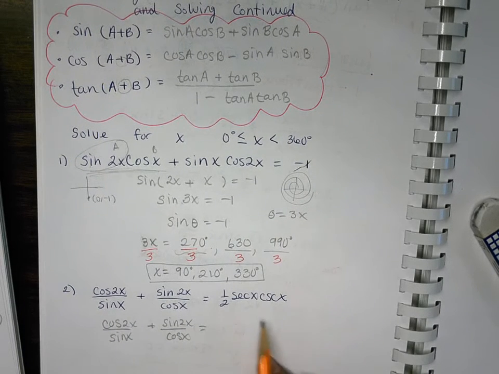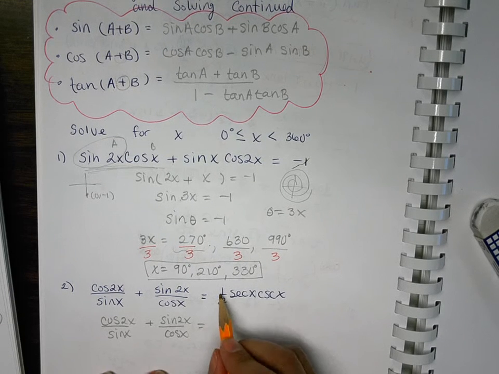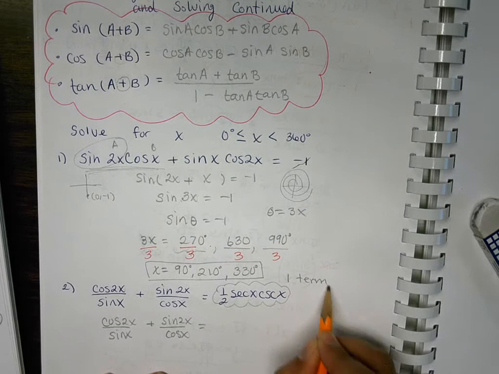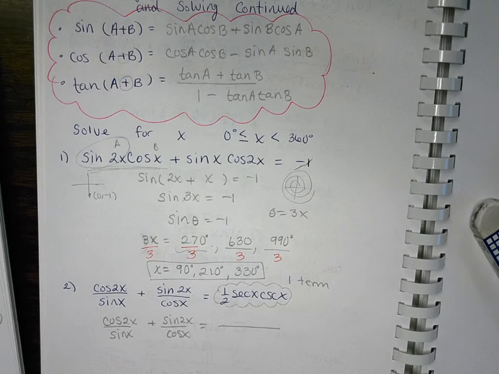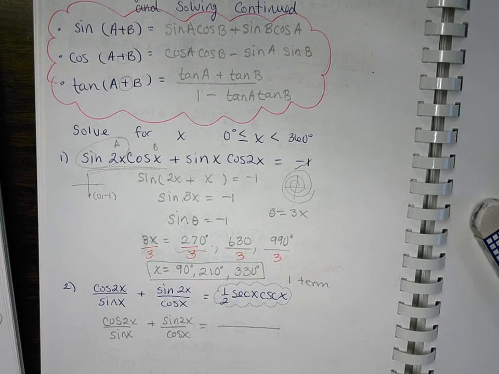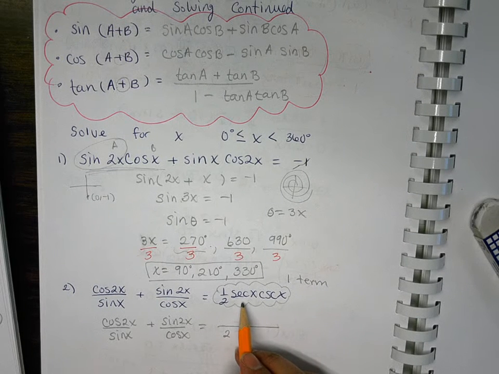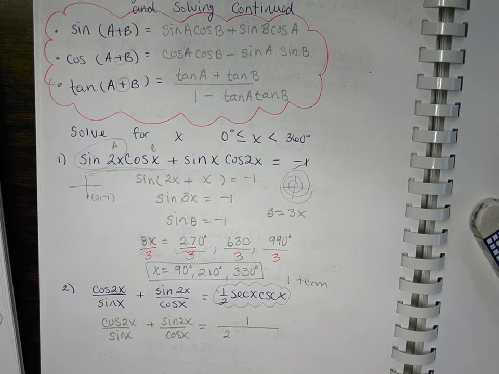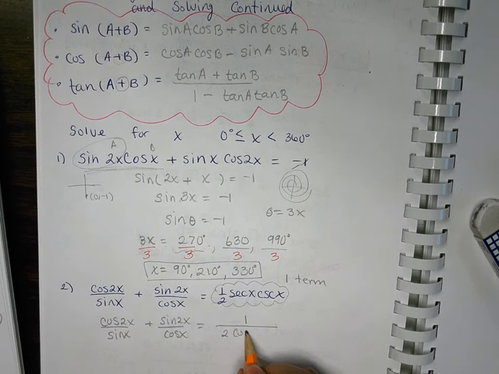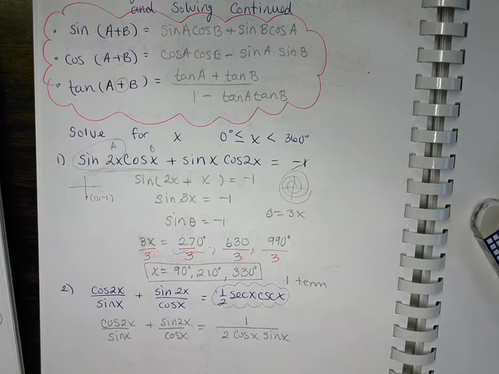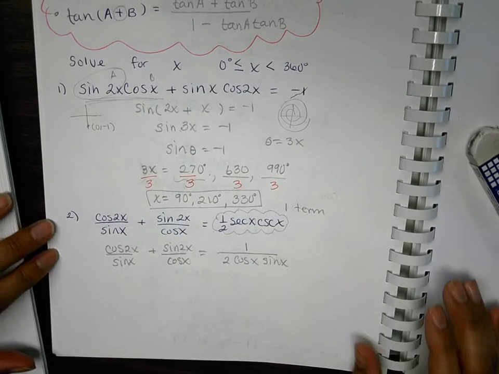Now, when I change this to sine and cosine, before I do that, do you guys agree that this is one term? Yes. So because it's one term, can I write it as one fraction? Sure. Okay, 2 is in the denominator. Secant is 1 over what? Cosine. And cosecant is 1 over sine. All right, it's easiest if you write it as one fraction. It's easier on the eyes. It's easier to figure out how to tackle the problem.